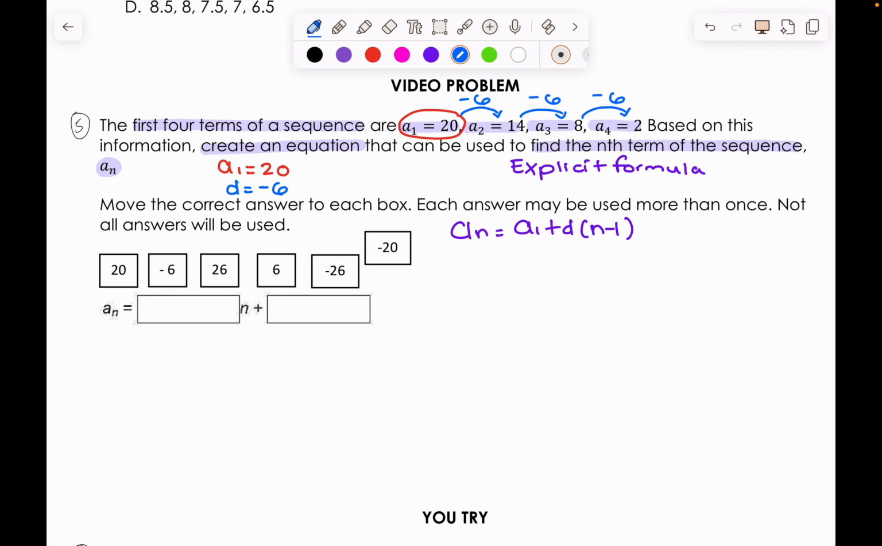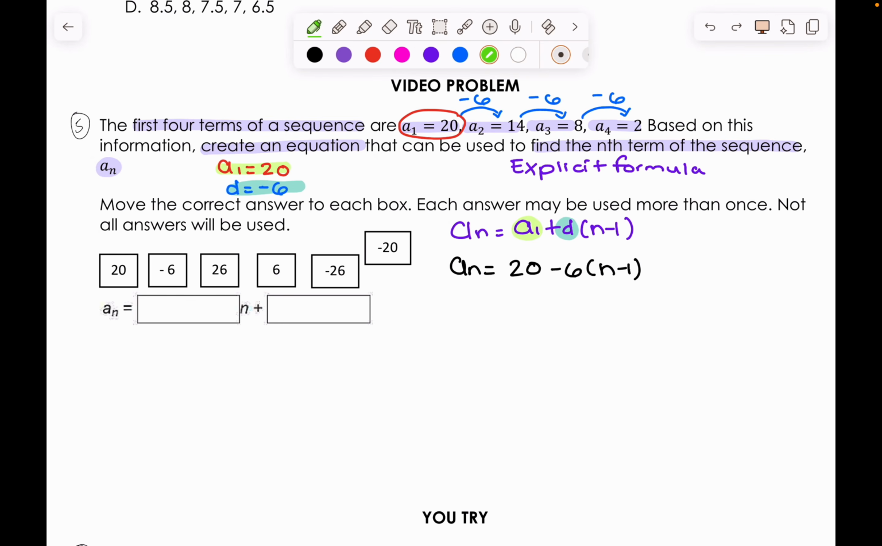Substitute the numbers into the equation. Once again, a1 is 20 and our difference is minus 6. So an equals my first term 20, plus my difference negative 6 times n minus 1. I need to leave the n by itself. And how do you know? Well, it's right there in the equation.